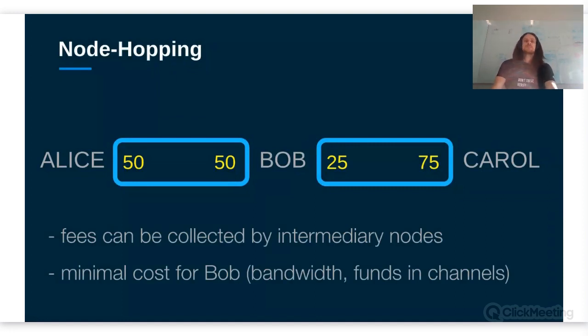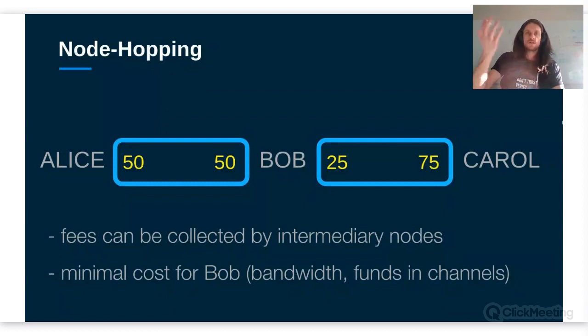And again, why would Bob do this? We're not showing this here because we don't want the numbers to get too complicated, but he would actually be able to collect a small fee. So, maybe Alice sends him 50.001 Bitcoin, and then Bob sends 50 Bitcoin to Carol. To 25 Bitcoin to Carol.